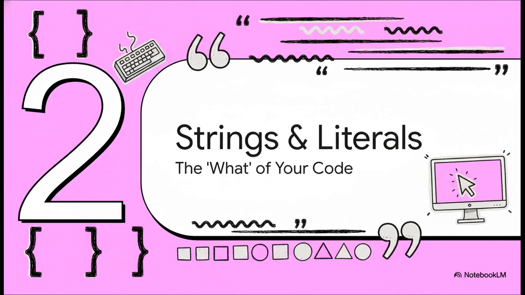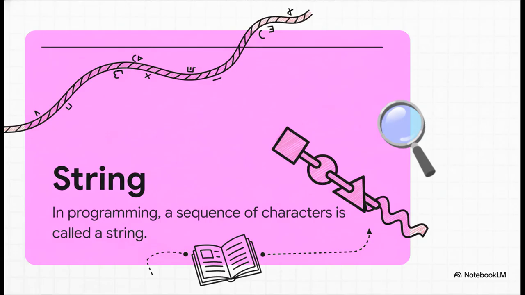Okay, so we know how to make the computer display things. But what is the thing we're displaying? That question takes us to the data itself. And in the world of programming, when you're talking about text, you're talking about strings. Now, string might sound a little technical, but it's really just the programmer's word for a sequence of characters. Your name, that's a string. Hello world is a string. Any piece of text from a single letter to an entire book is just a string to the computer.